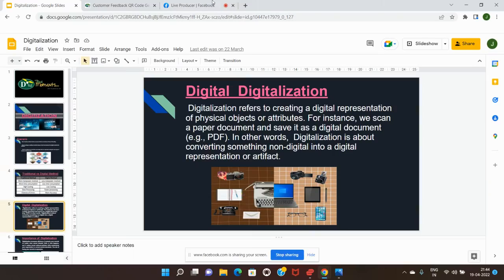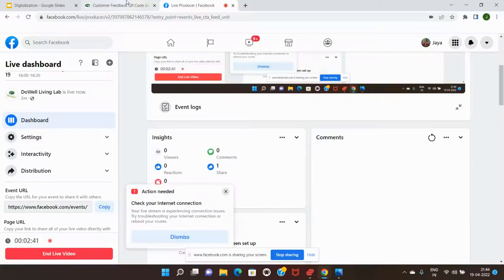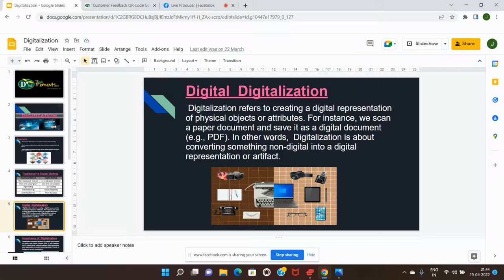The third point is what digitalization actually is. In simple words, it stands on four pillars: technology, data, the automation process, and lastly organizational change.